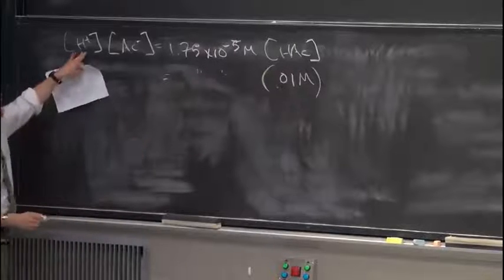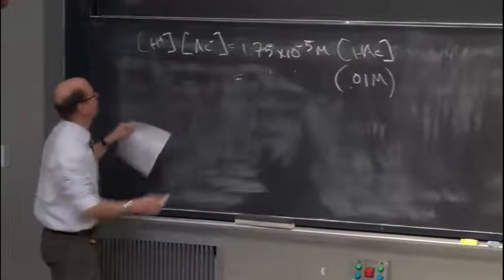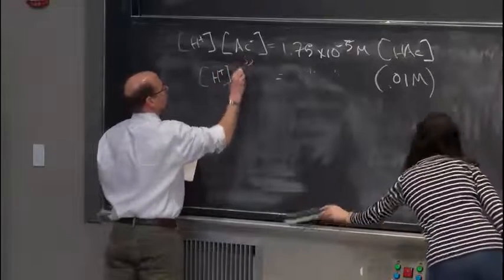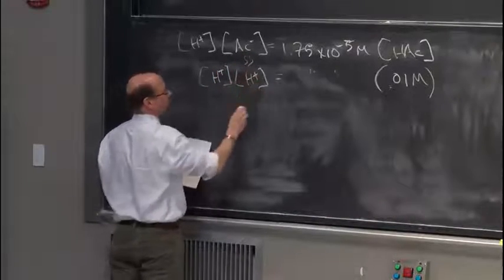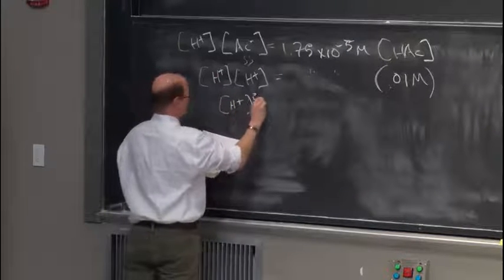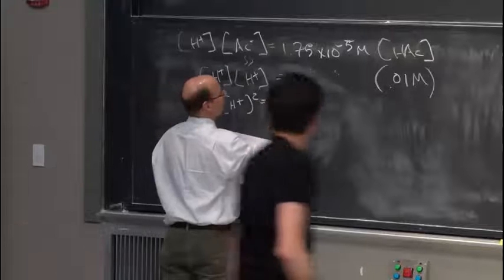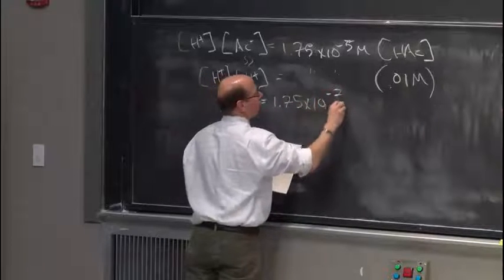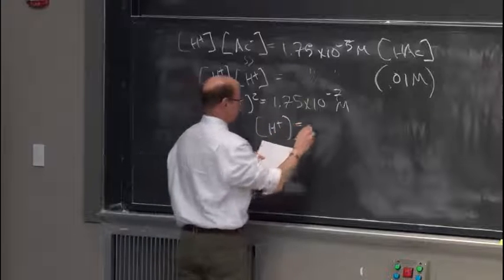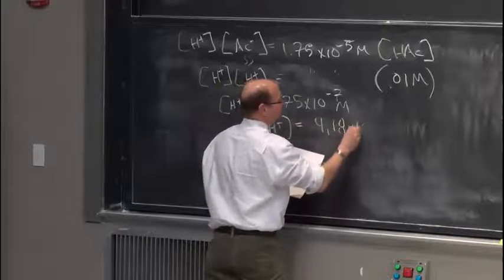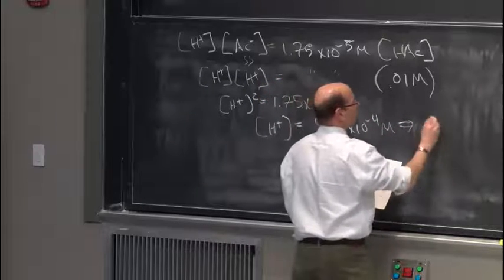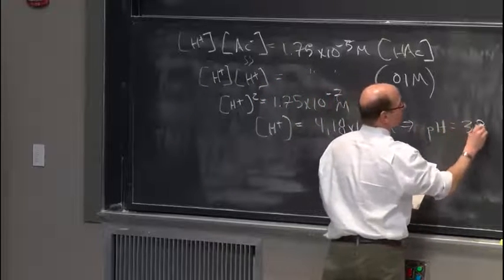And because the proton concentration is roughly equal to the acetate concentration, I can replace this with proton concentration. This is also about equal to the proton concentration. And so now I end up with a proton concentration squared that's equal to 1.75 times 10 to the minus 7 molar. Okay? And the concentration of protons, if I take the square root, is going to equal 4.18 times 10 to the minus 4 molar. And if you take the minus log 10, the pH here will now be 3.38.